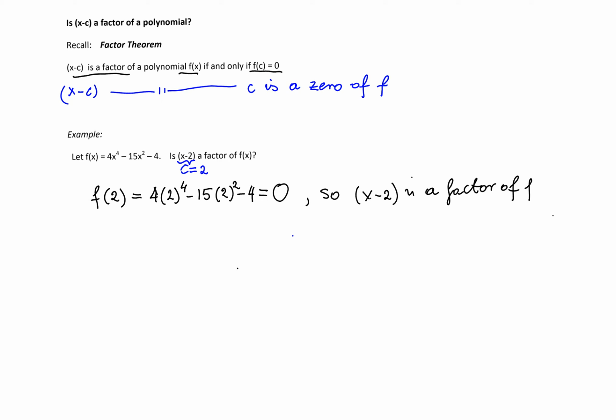What does it mean? We can take it further if it is a factor. So we can write the function f of x as x minus 2, it's one of the factors, times some polynomial q of x. We know that that polynomial q of x is going to be the quotient when dividing f of x by x minus 2.